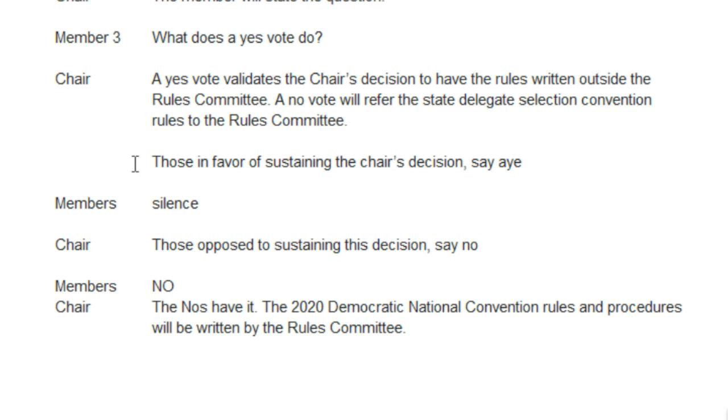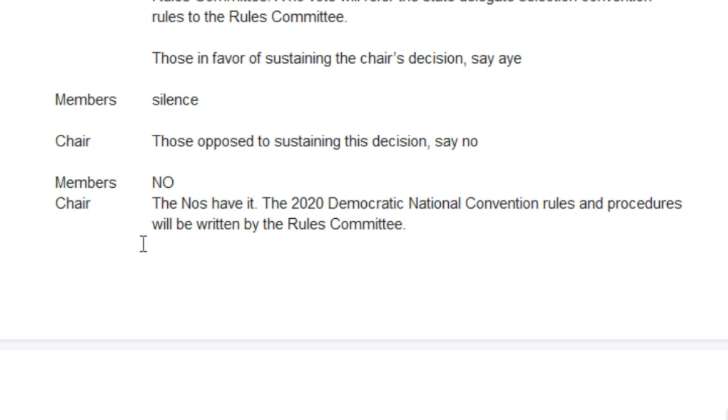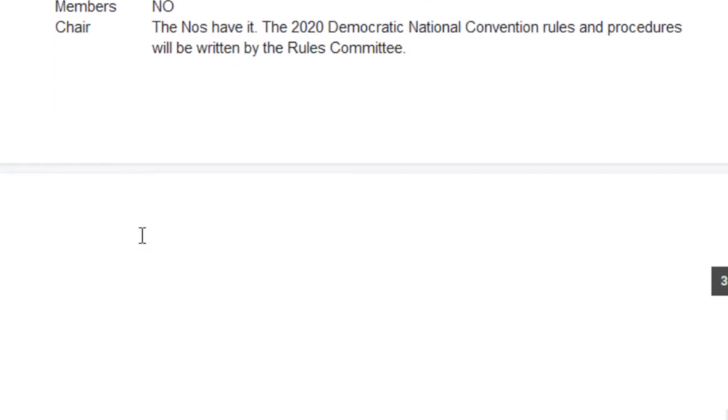Those in favor of sustaining the chair's decision say aye. Those opposed to sustaining this decision say no. No. No. The noes have it. The 2020 Democratic National Convention rules and procedures will be written by the Rules Committee.